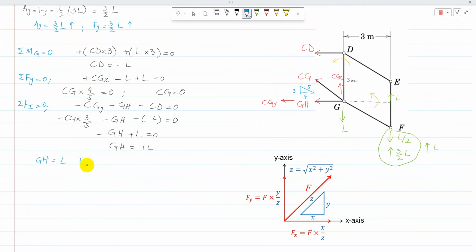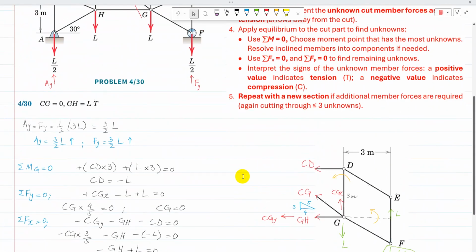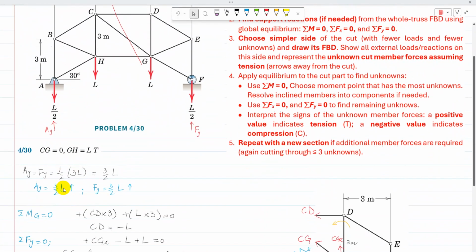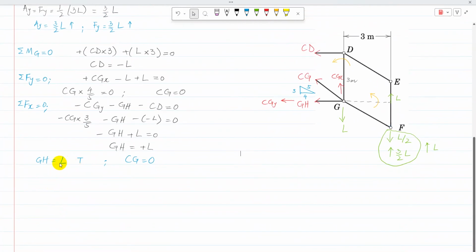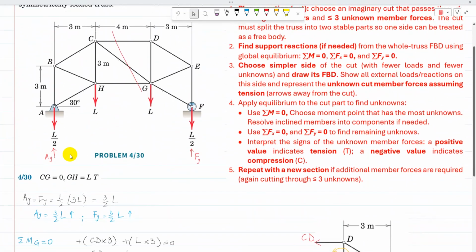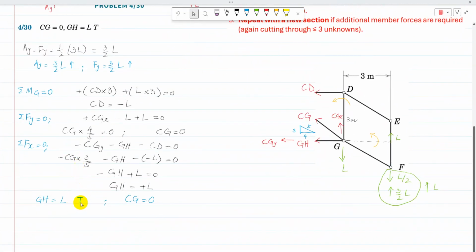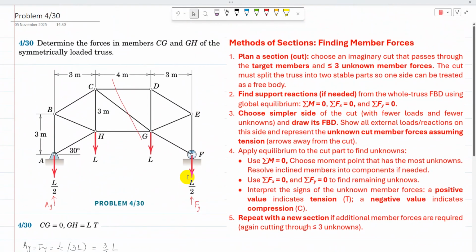And the other one is CG, which is equal to 0, and that was just a reference for how to find components. So that is all done. CG is equal to 0, and GH is equal to L, whatever the units are, in tension. So that is the whole of question 4 by 30 solved.